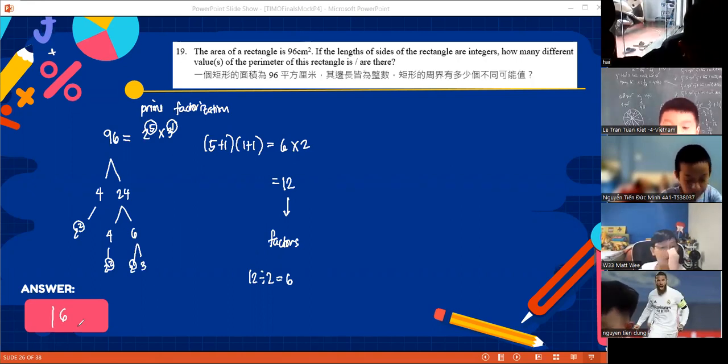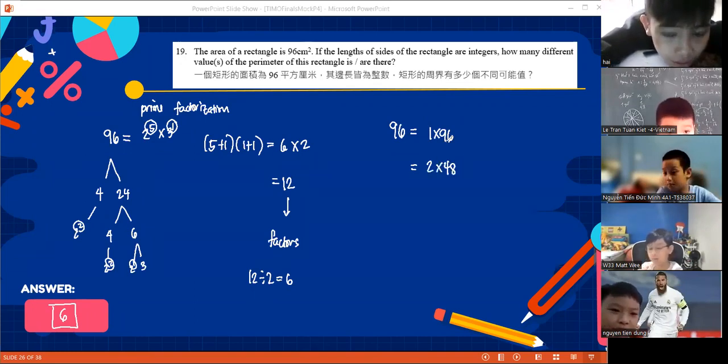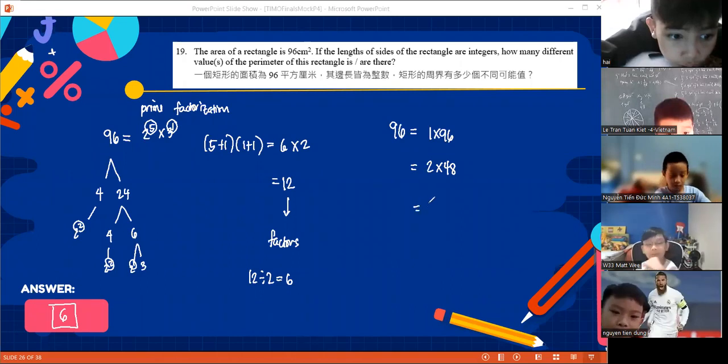I don't understand. Okay, so let's explain this further. So this is 96. You can have it as 1 times 96. You can have it as 2 times 48. Or you can have it as 3 times 32.